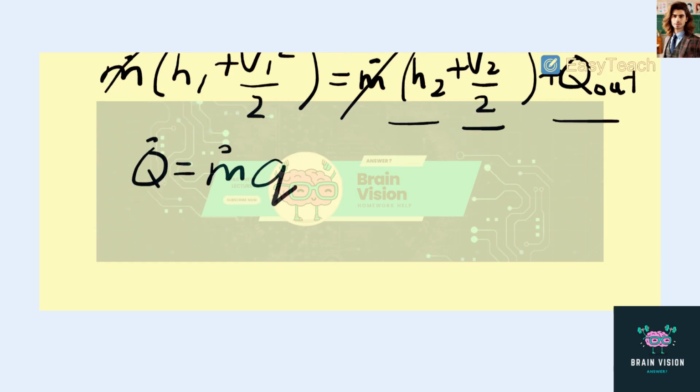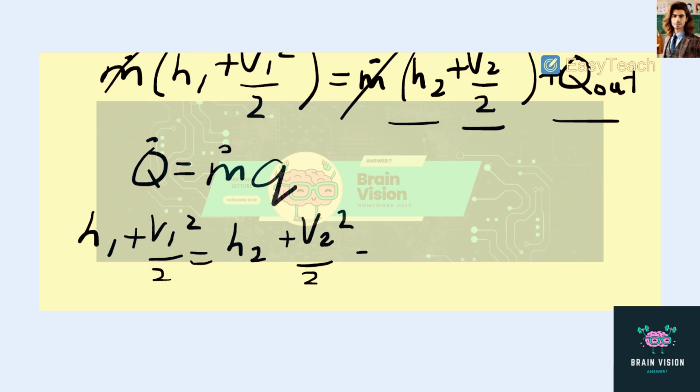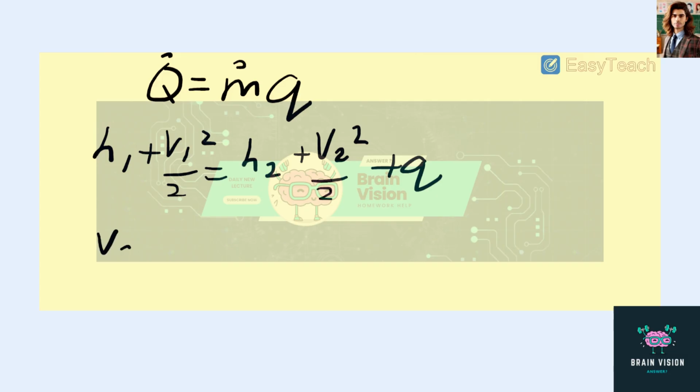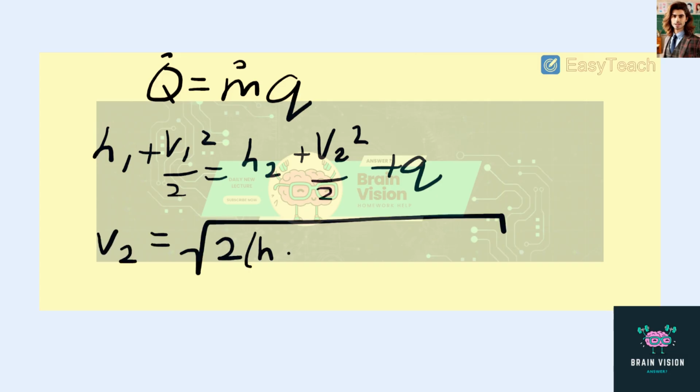So what we can see here is that we are left with h1 plus v1 squared over 2 is equal to h2 plus v2 squared over 2 plus small q. And we can actually solve this expression for v2, and what we get is that v2 is equal to the square root of 2 times (h1 minus h2 minus q).